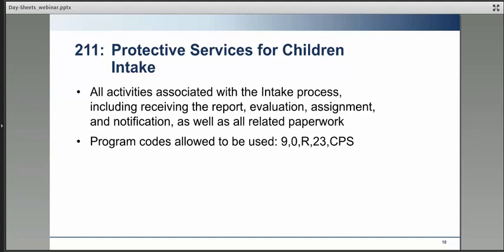process of going through and reviewing it, consultation with a supervisor or other members of your team, assignment of the case, notification to the people who are picking up that case once it's been assigned, as well as any and all related paperwork. That includes writing up the intake. It may include other paperwork, generating the case, etc. So all of that's going to fall under 211.